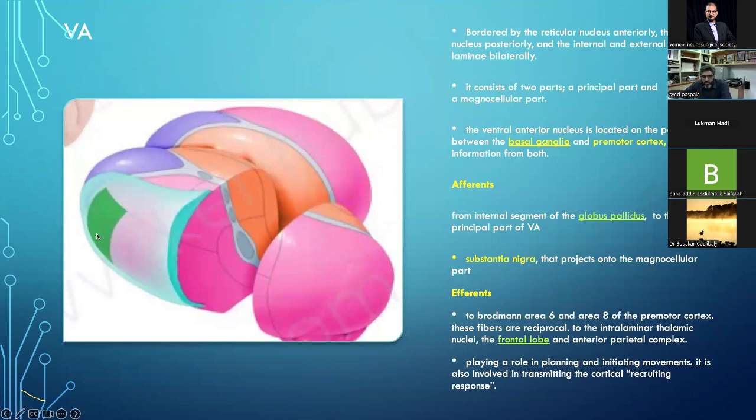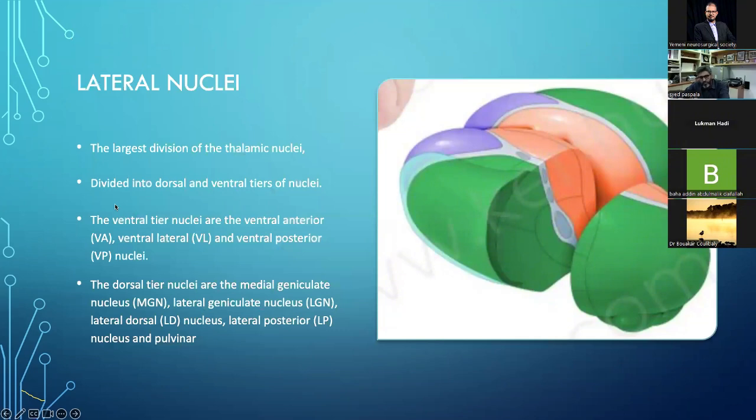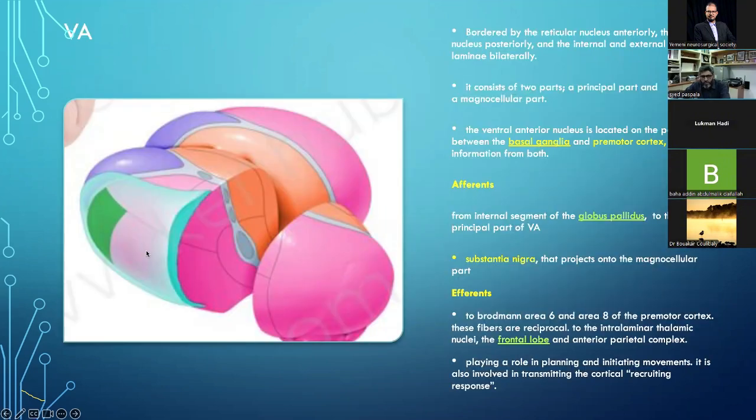And this is the ventral anterior nucleus here, just behind one limb of the internal medullary lamina, and just anterior to the ventral lateral nucleus. It is bordered by the structures I described just now, the internal medullary lamina, one limb, and the ventral lateral nucleus. It has a principal part and a magnocellular part.